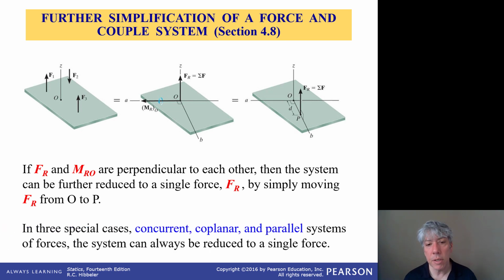There are other cases as well, and there are three special cases. There's concurrent. What do we mean by concurrent? Well, if all the forces pass through a single point on the body, then those forces are concurrent. And in that case, you will always be able to reduce the entire force system to a single force, regardless of any moments. You'll be able to reduce to a single force, move that force to an appropriate point, and come up with an equivalent moment because of the location of the force.